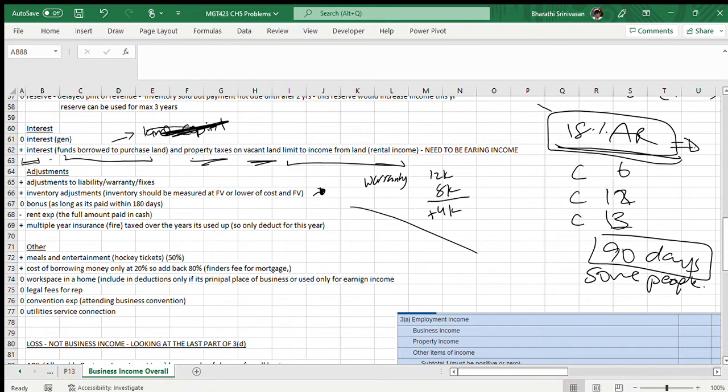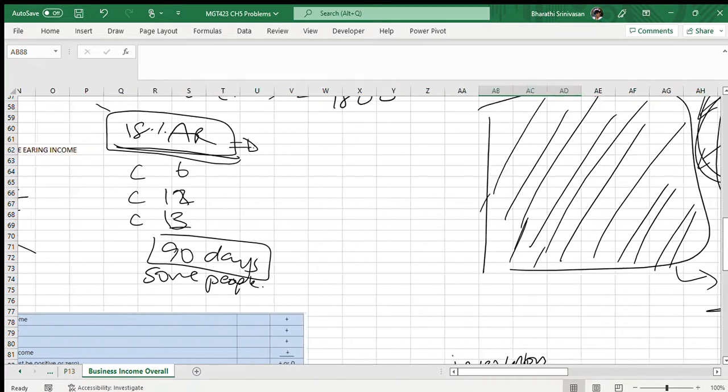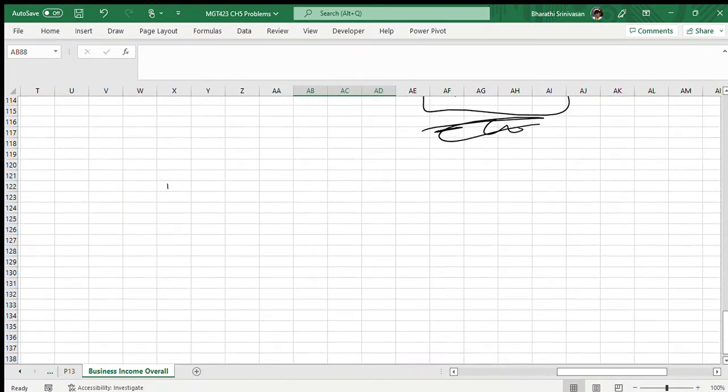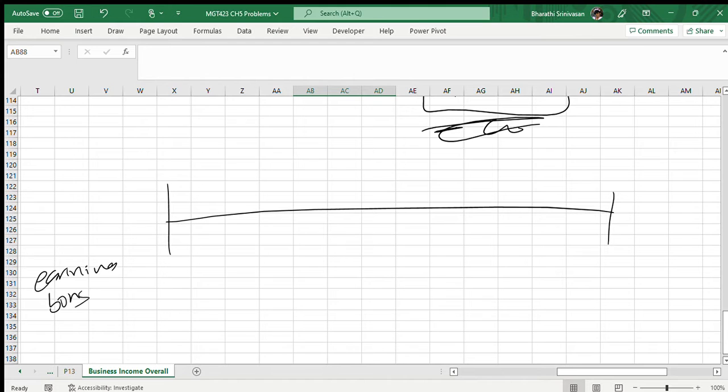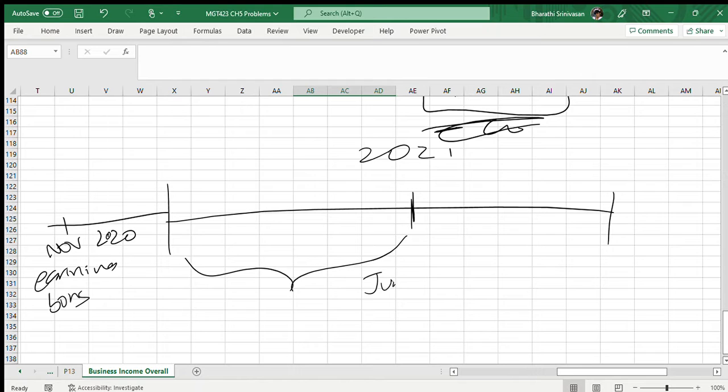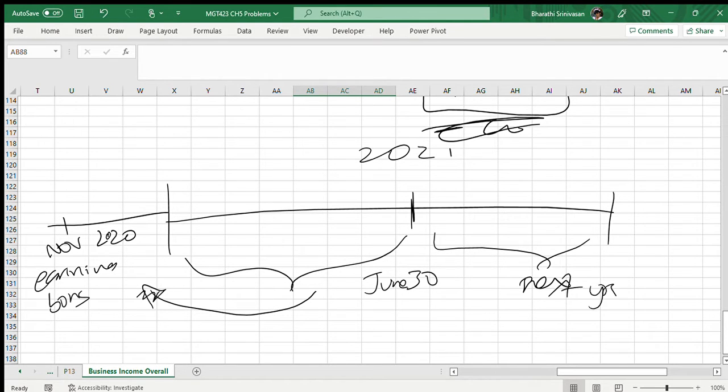Next, bonuses. Let's say the company says you're getting a bonus, but it's not being paid out until July. If it's not being paid until like July, in that case it would go under the next year's business income. So if it's paid within 180 days, let's say you're earning a bonus in November 2020. Sorry, this is 2021. If I receive this bonus in cash before June 30, then I can include this as part of business income. If it's past that, then it would be considered part of next year's bonus expense.